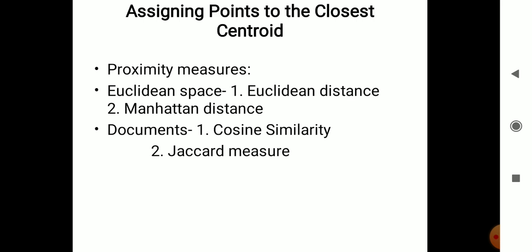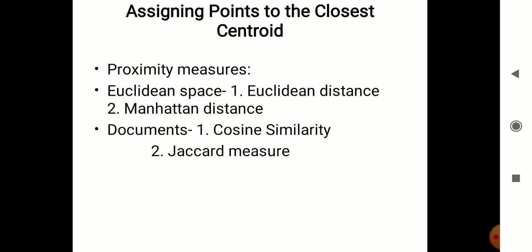And here, suppose you are considering Euclidean space, the data points that are present in the Euclidean space. What do you mean by Euclidean space? It's nothing but the data which is represented in one-dimensional, two-dimensional, or three-dimensional, any dimensional space. If you are considering the data point in the Euclidean space, where it can be represented in the form of x, y coordinate values, the proximity measure can be calculated using the Euclidean distance. For the Euclidean space, one measure for proximity is Euclidean distance, and the other measure is Manhattan distance.